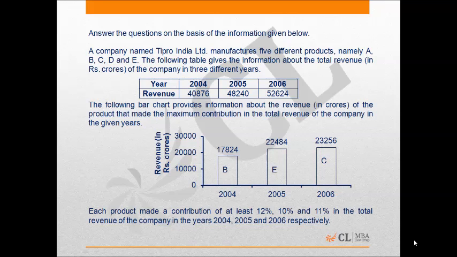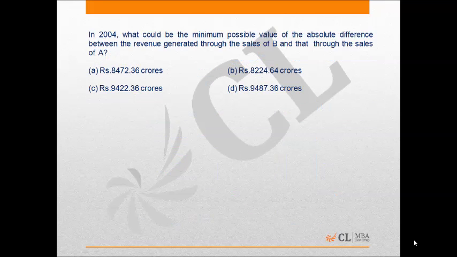Also, it is given that each product made a contribution of at least 12%, 10% and 11% in the total revenue of the company in the years 2004, 2005 and 2006 respectively. Another question: in 2004, what could be the minimum possible value of the absolute difference between the revenue generated through the sales of B and that through the sales of A? We already know that the revenue of B was maximum, which is 17824 crores.